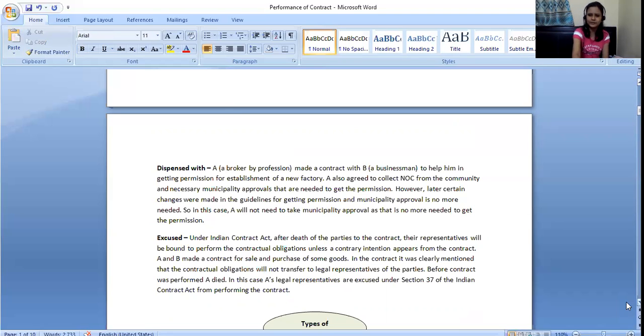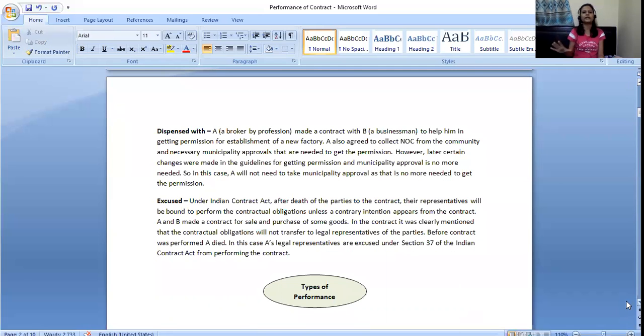So what is this provision basically telling us? That in all the other cases, we should perform or complete our obligations. Only there are 2 situations when we don't need to perform it. When it's no more necessary, right? Dispensed with. When it's no more necessary, then we don't need to perform it. Or under some laws or under the Indian Contract Act, if the parties are excused, in that case also we don't need to perform it.